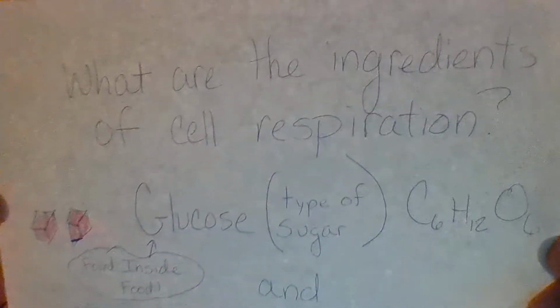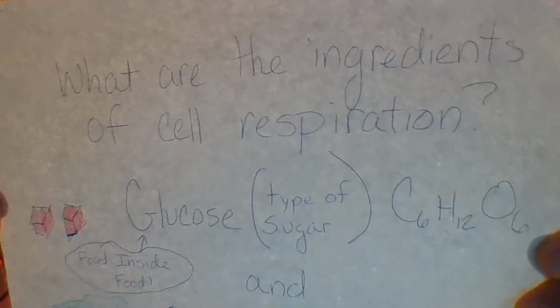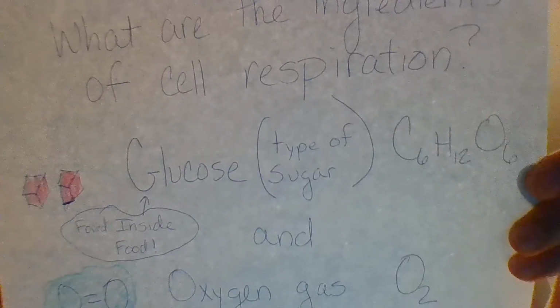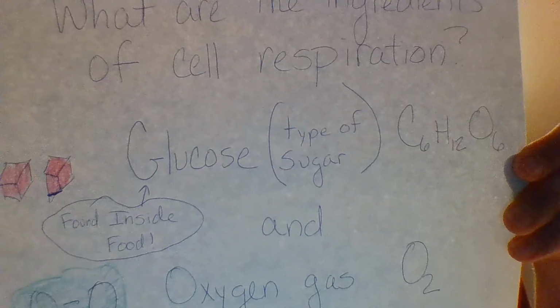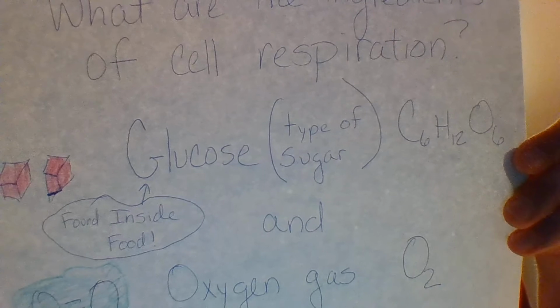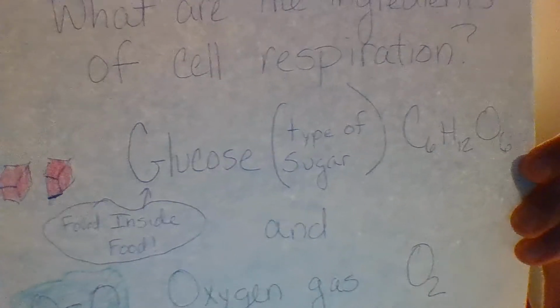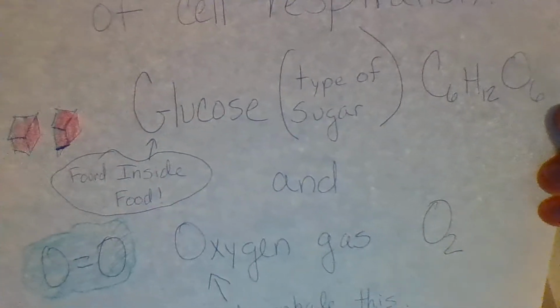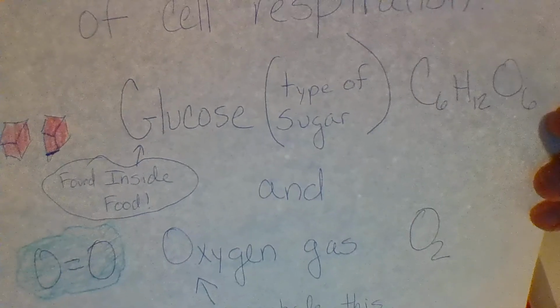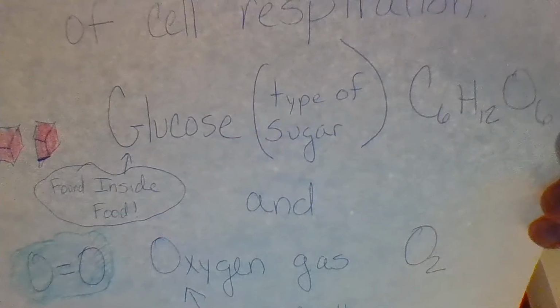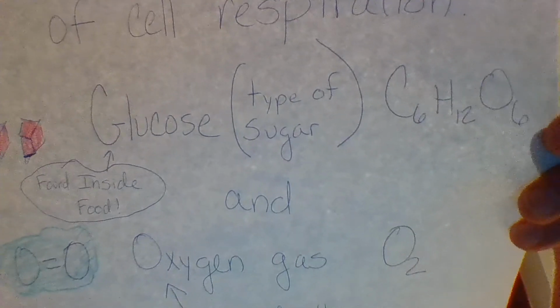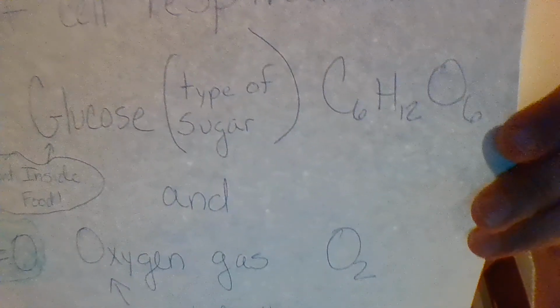Next, let's talk about ingredients. Okay, so the ingredients, we've got glucose. Glucose is found inside your guys' food, okay? Glucose is what makes up carbohydrates. You can also get glucose from proteins and fats. So after food is digested in your stomach and your small intestines, glucose is going to be delivered by your blood to your cells.